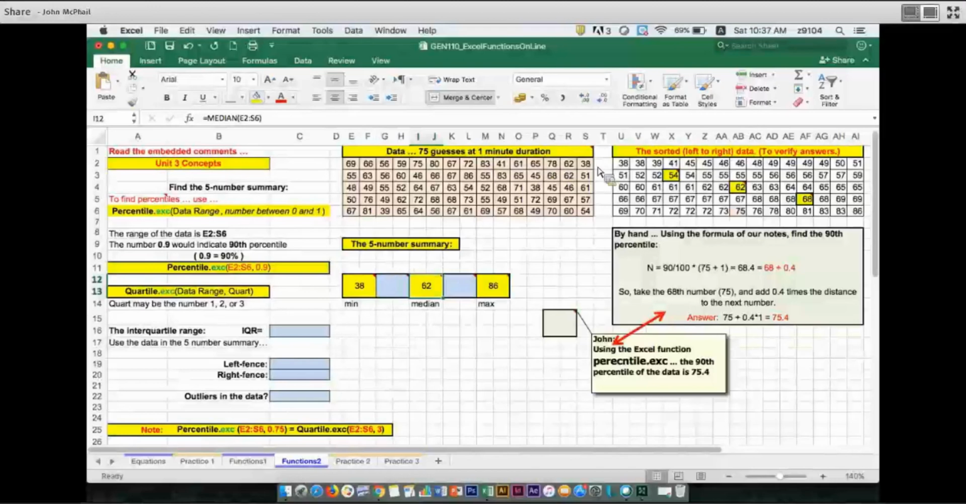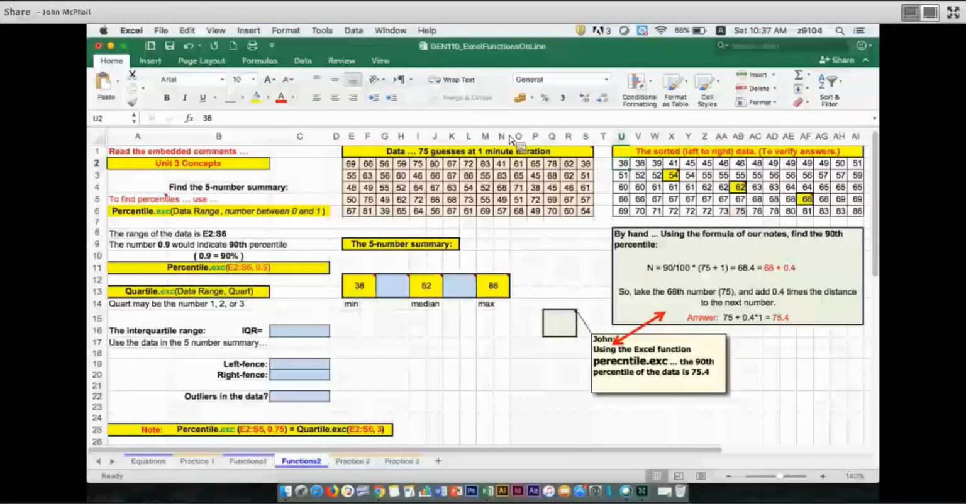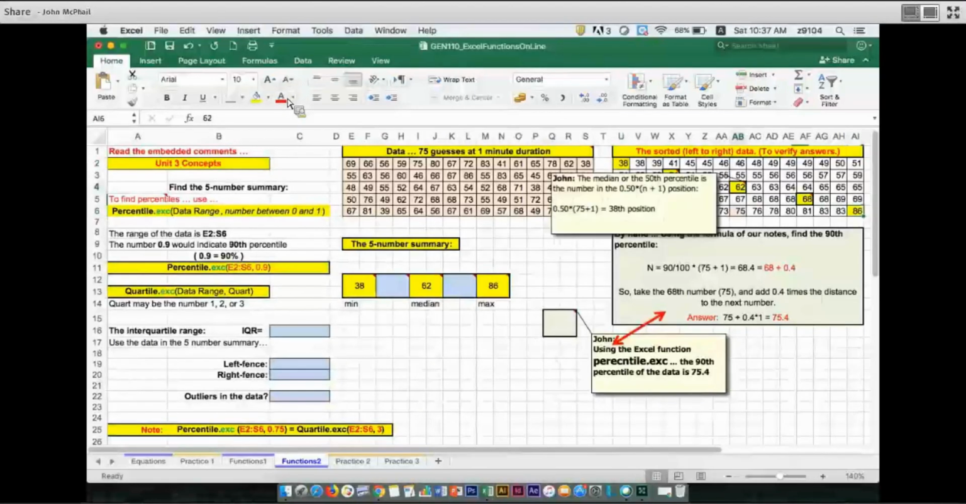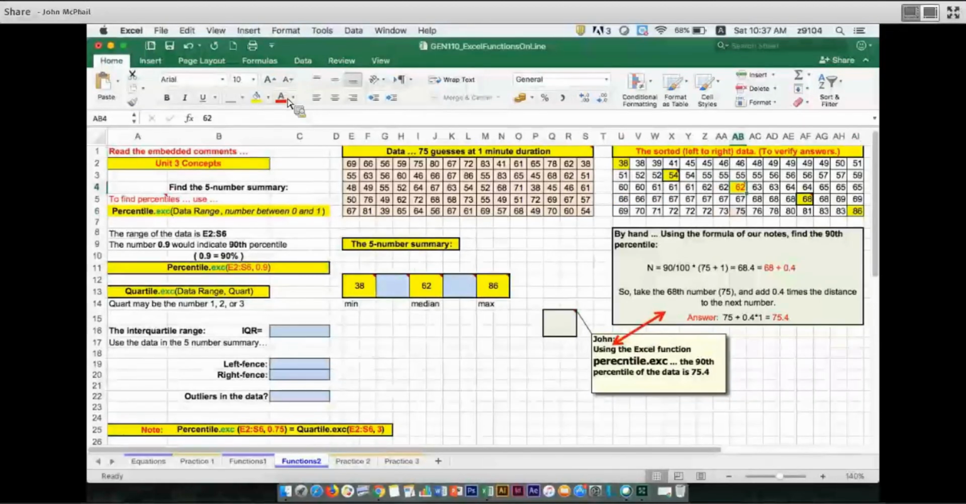We can see those numbers in the sorted data. I have our 75 pieces of data unordered, and I also have them sorted, and you can see the smallest number is 38, the largest number is 86, and the number in the middle, that's 62, that's the median. 1/4 of the way through the data is our first quartile. 3/4 of the way through the data is our third quartile.